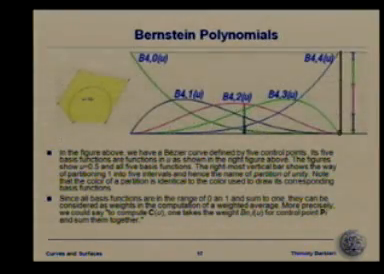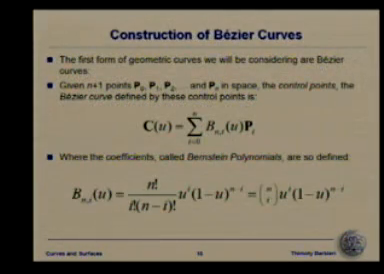The same thing on the other side. Here u equals 1. It means that all other Bernstein polynomials, except the last one, will be 0. So P4, which is the last of the 5 control points, is the only one surviving, because all the other B's are equal to 0, except B44, which is the last one.